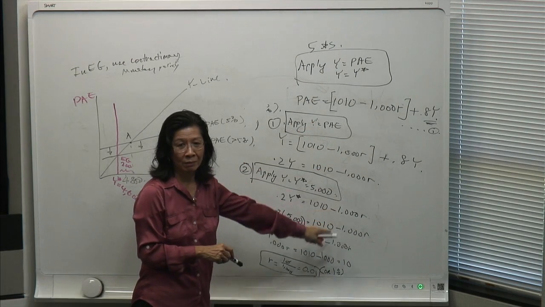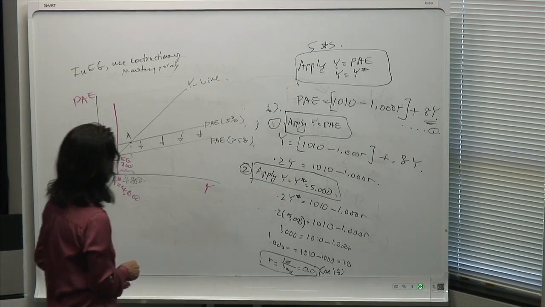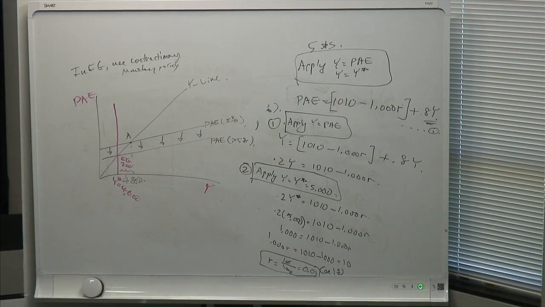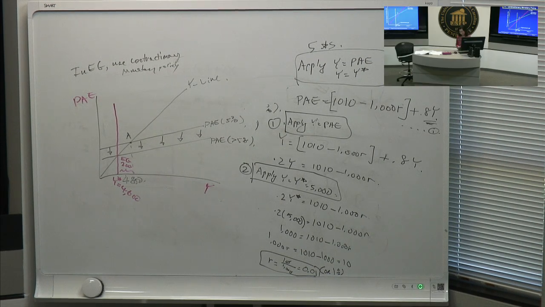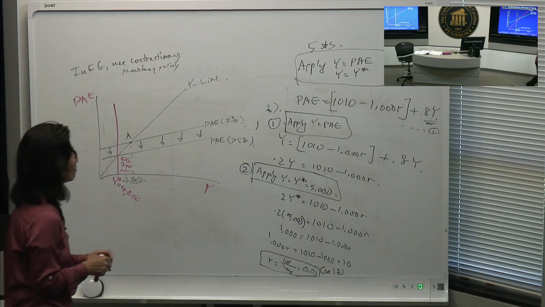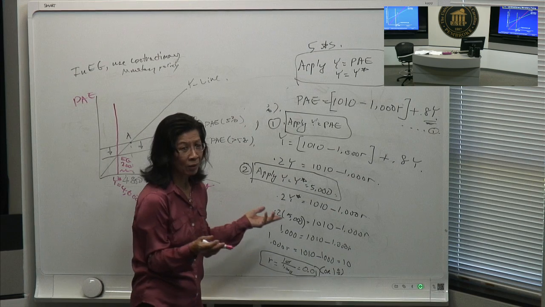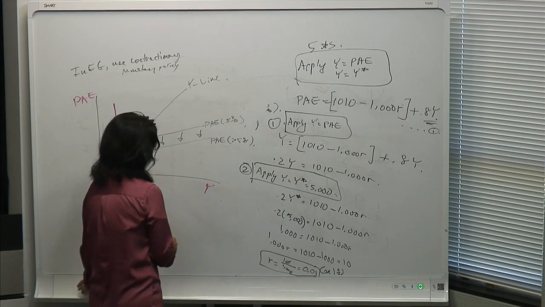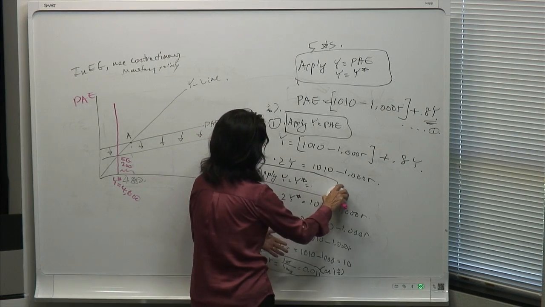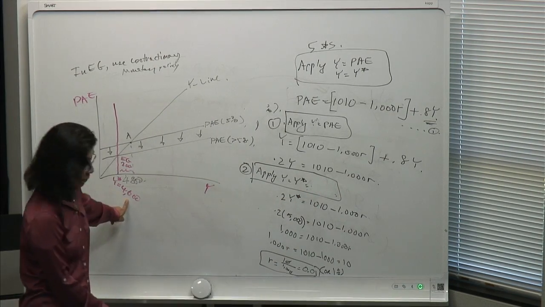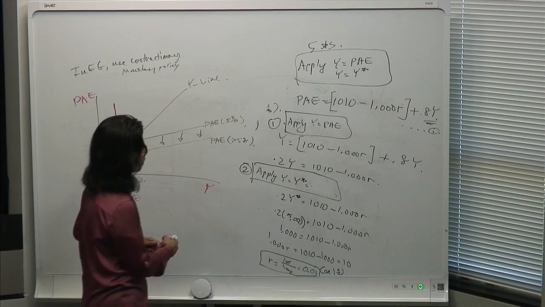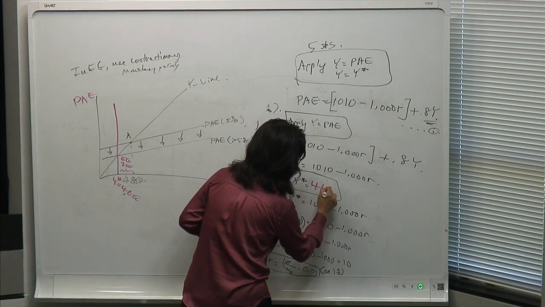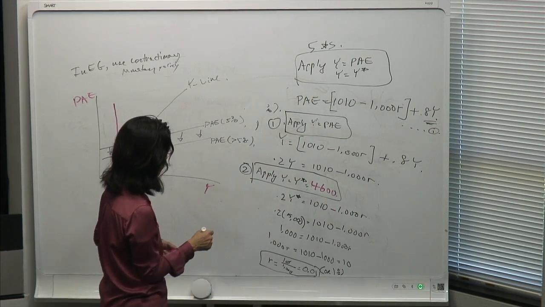Okay, let's do this. So what do I have to change? See if you are with me. What do I have to change here? Change PAE to Y. Well, everything is the same except for the last one. Y star should be 4,600. That's it, everything else is the same.